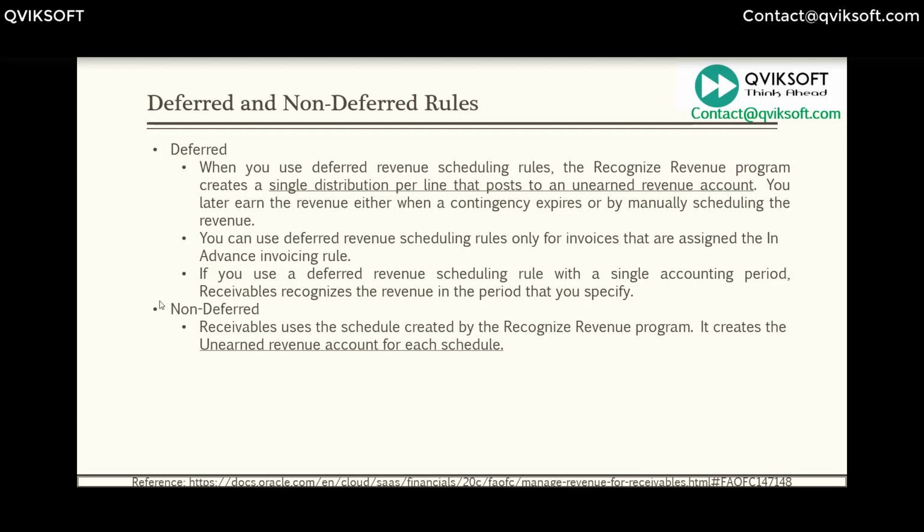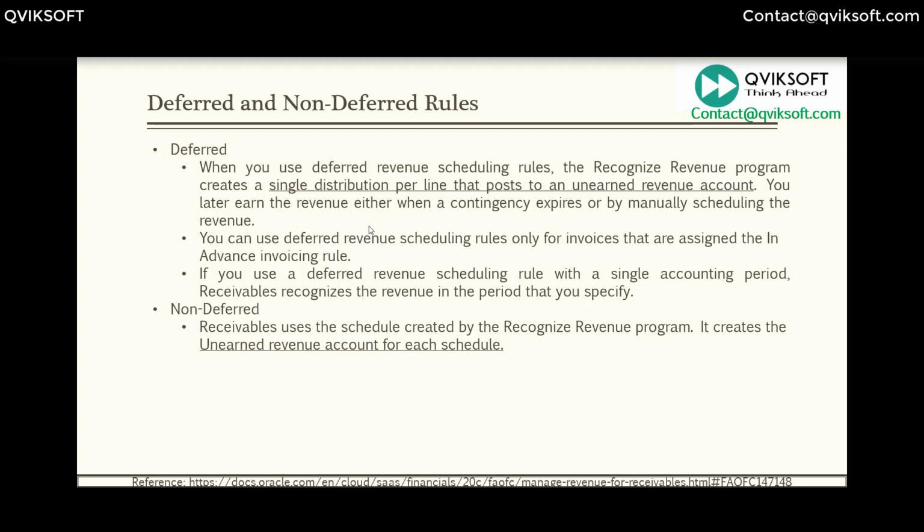Generally, I've seen people use non-deferred, which is more common. But if you're using invoices with contingencies, I'm not covering contingency in this chapter because that's a separate discussion altogether. But what you need to understand is, in this example, you create one unearned revenue line.